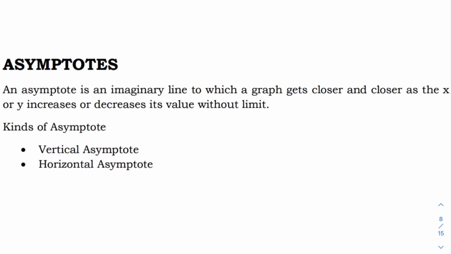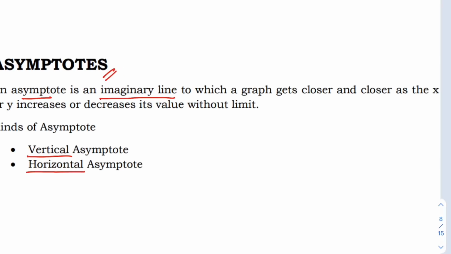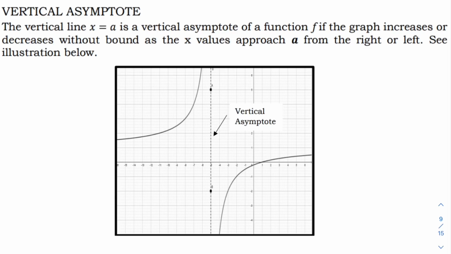So, ngayon, punta tayo kay asymptotes. So, define natin si asymptote. An asymptote is an imaginary line to which a graph gets closer and closer as the x or y increases or decreases its value without limit. Okay, so may dalawang klase tayo ng asymptote sa video ito. Una, meron tayong vertical asymptote. Then, yung pangalawa naman is horizontal asymptote. Okay, so focus muna tayo guys kay vertical asymptote.